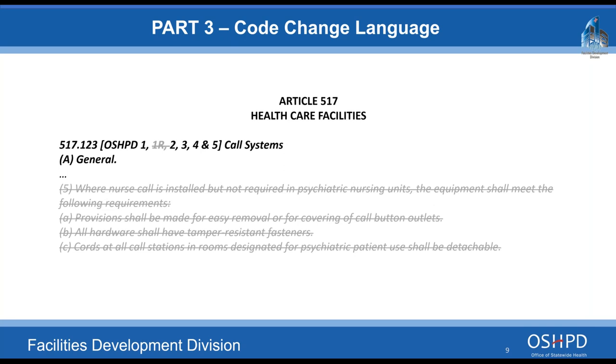Again, more cleanup work. In 517.123, you'll find the nurse call system requirements. We had a requirement for a psychiatric nursing unit in 517.123A5. We're removing that requirement because it's redundant. 517.123 already has requirements for psychiatric nursing units in 123F. So again, just cleanup work. Next slide, please.